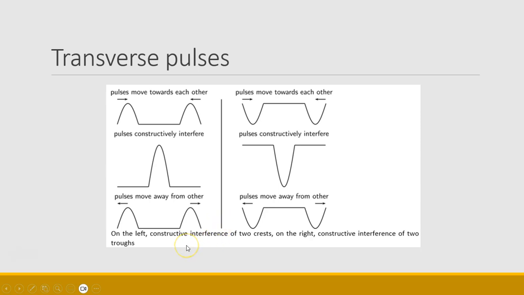Both of these are examples of constructive interference because it's either two crests meeting or two troughs meeting, and either way they create a pulse with a larger amplitude.